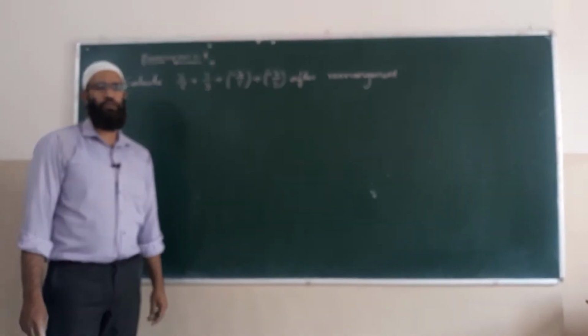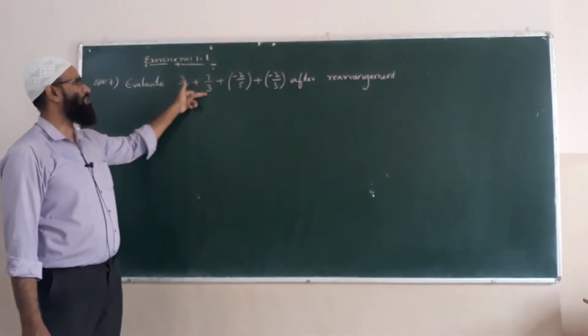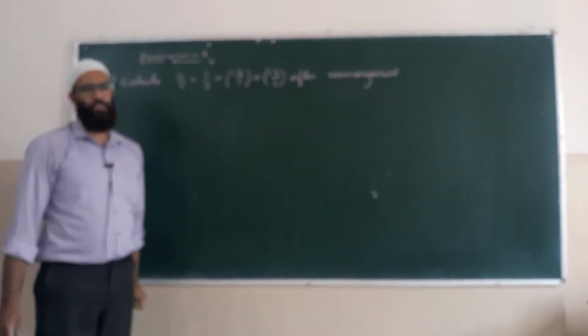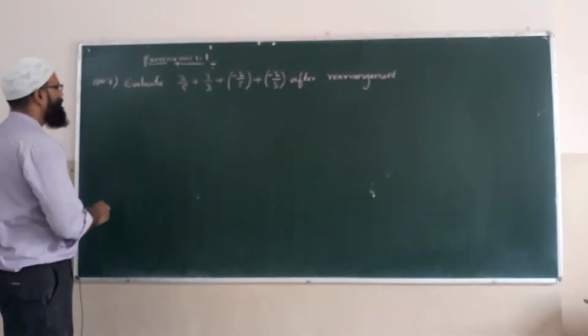Exercise number 1.1, chapter rational numbers. Question number 7. Evaluate 3 by 5 plus 7 by 3 plus minus 2 by 5 plus minus 2 by 3. You have to find this value after rearrangement. Now look at the board.